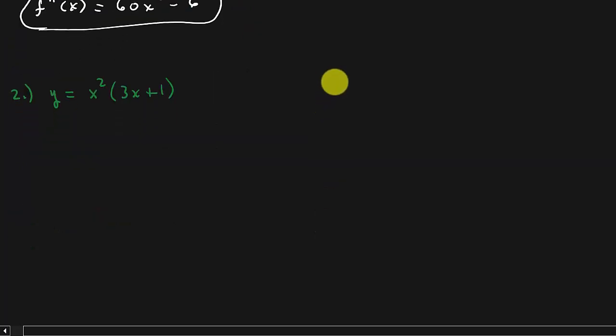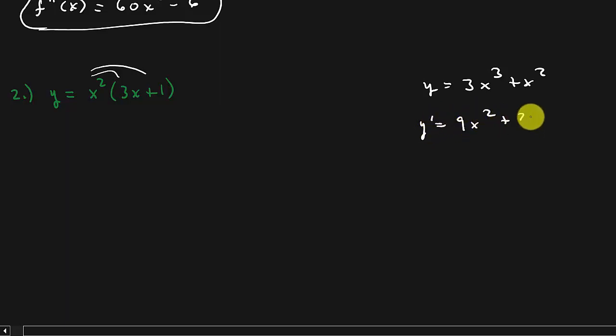This one, on this problem, the book actually uses the product rule. But this one, I wouldn't use the product rule on this one. I would distribute. Okay? And when you distribute, you get y equals 3x cubed plus x squared. And then you find the second derivative. So y prime, that's going to be 9x squared plus 2x. And then take the derivative of that. That's going to be 18x plus 2. That's how I would work that one.